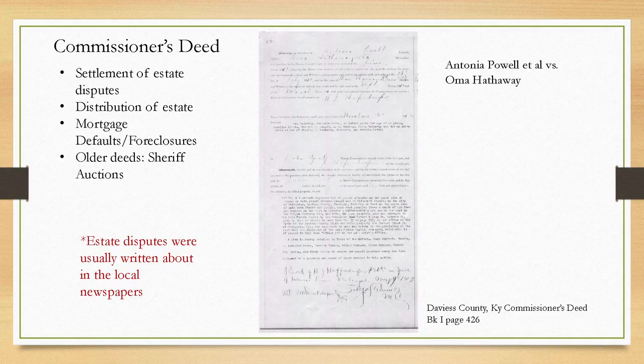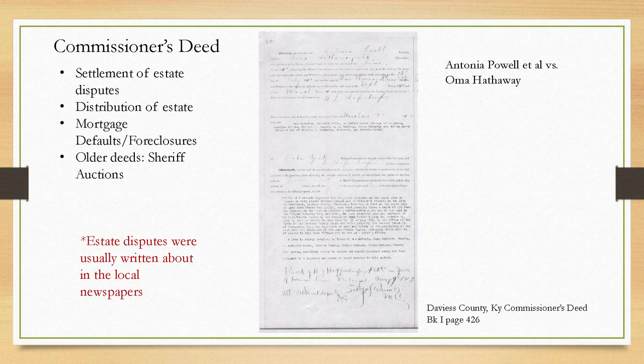This is a commissioner's deed, and it's hard to read, and I kind of did that on purpose so you guys can get the idea of how sometimes these can be really hard to read. Commissioner deeds are usually for settlement of estate disputes, distribution of deceased estates, mortgage defaults and foreclosures. You're going to see a lot of this starting actually in the 1920s to the 1930s. And for the older deeds, they're going to be sold at what are called sheriff auctions. It's when the sheriff would essentially get hold of the land and sell them at auction, and those count as commissioner deeds. The later ones are going to have this kind of fill-in-the-blank standardized form.